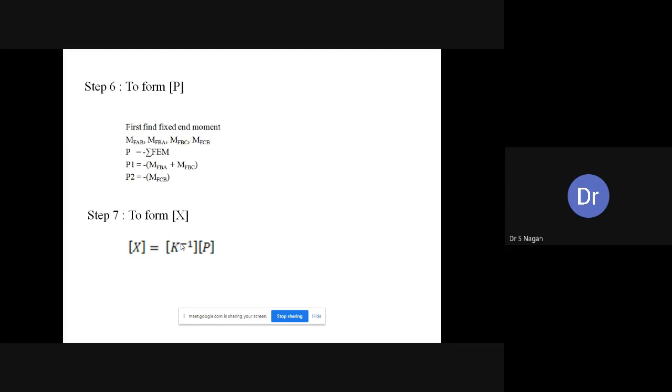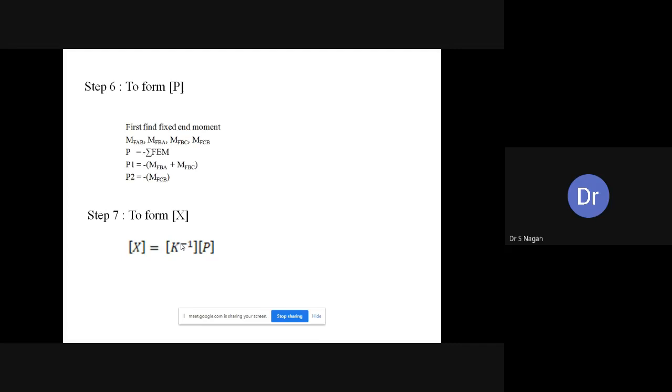So compare at B, what is the value of P1 we have? P1 is equal to minus of the sum of fixed end moments. In general, P is equal to minus of the sum of fixed end moments. So P1 will be equal to minus of the fixed end moments at B, that is BA and BC. P2 will be equal to minus of the fixed end moment at CB.